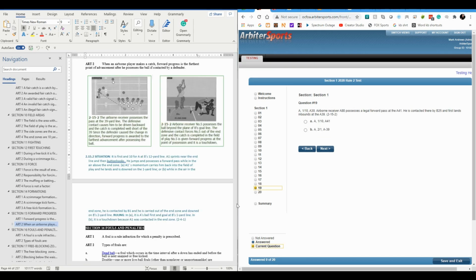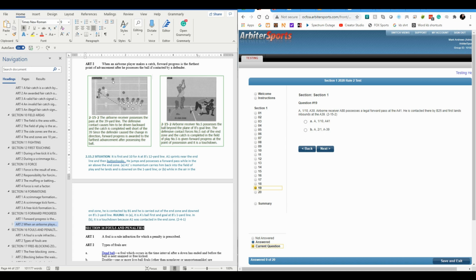Okay, question number 19. A 1st and 10 at the A30. Airborne receiver A88 possesses a legal forward pass at the A41. He is contacted there by B25 and first lands inbounds at the A39. So we've talked about this situation before. We've got an airborne receiver possessing the ball. He's clearly caught it. He caught it at the A41 and is driven back in the air to the A39.